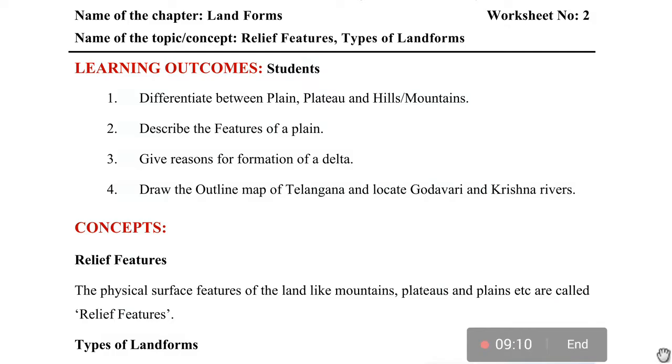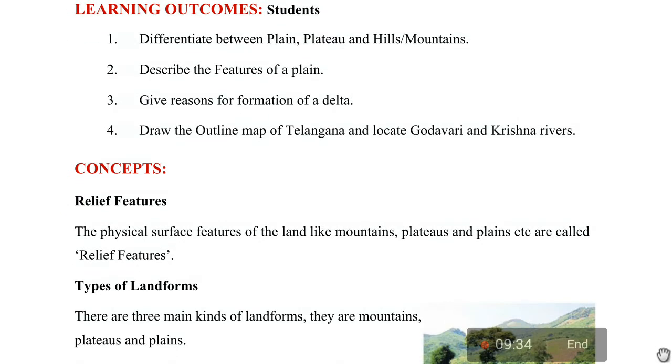Second one, describe the features of plain. So what are the features of the plain? Third one, give reasons for the formation of a delta. How will the delta form? Fourth one, draw the outline map of Telangana and locate Godavari and Krishna rivers. Map drawing. Telangana map.